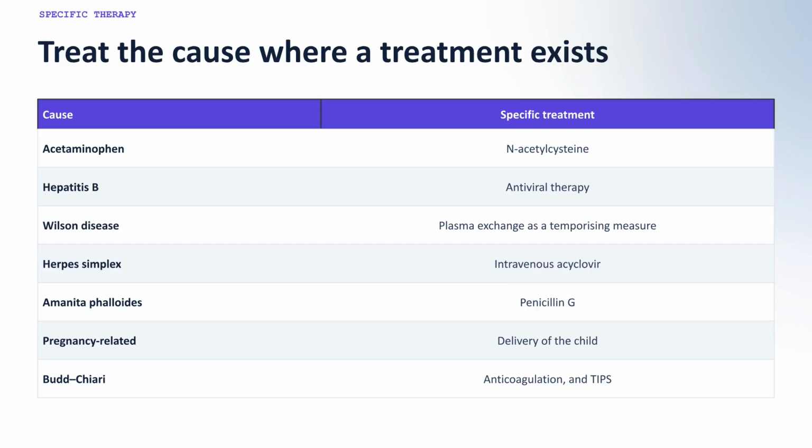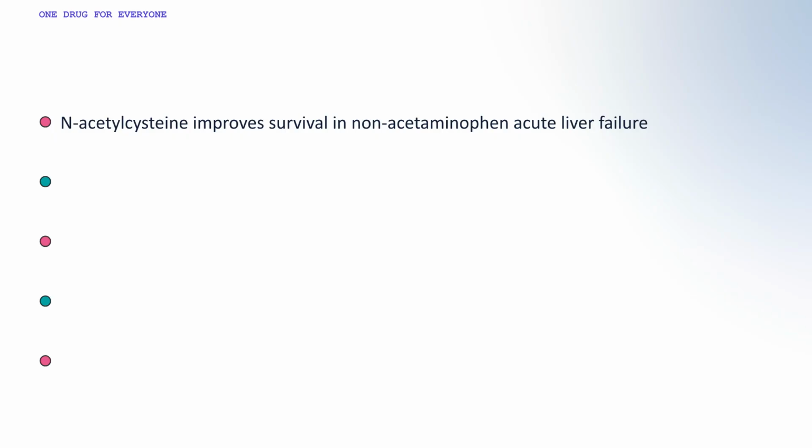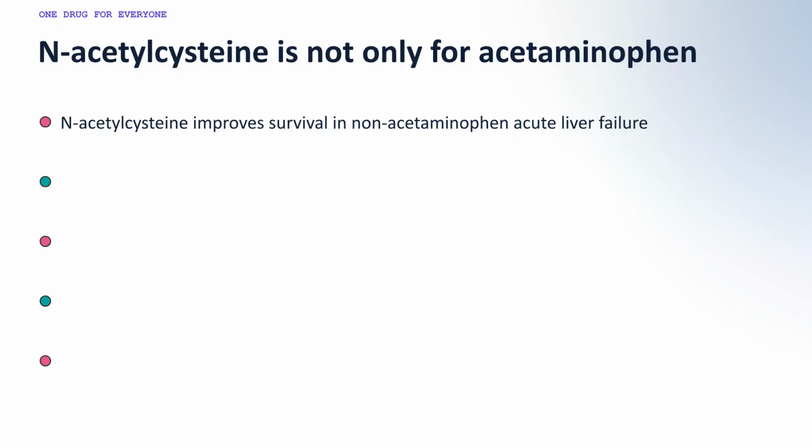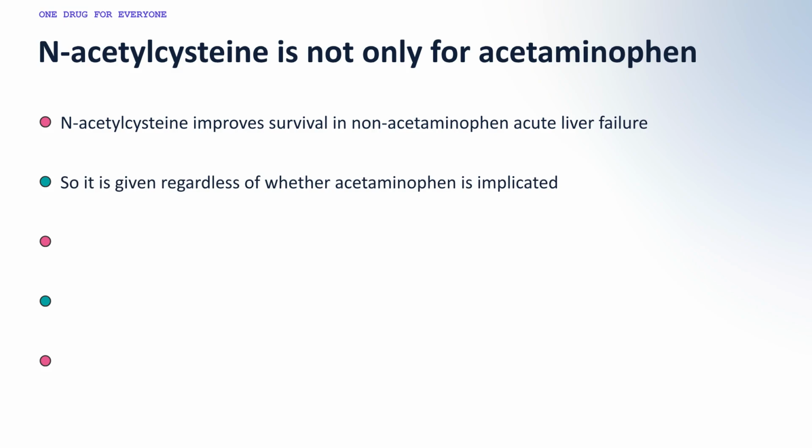And Budd-Chiari gets anticoagulation and a transjugular intrahepatic portosystemic shunt. For autoimmune liver failure, the data on steroids are lacking, but they are often given. One drug deserves its own slide. N-acetylcysteine improves survival in non-acetaminophen acute liver failure, not just in poisoning, which means it is given regardless of whether acetaminophen is implicated. It is safe, cheap, and available in every hospital.